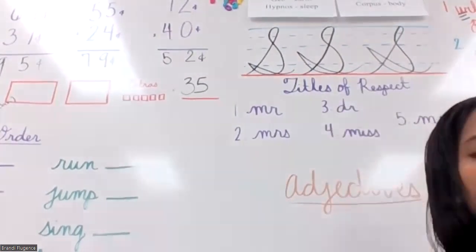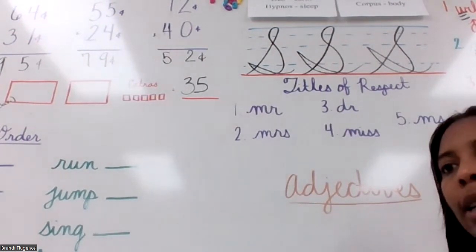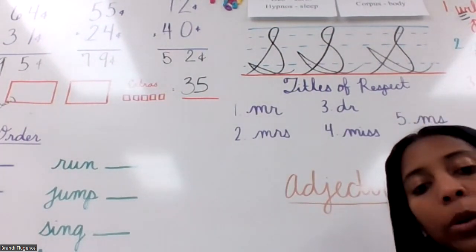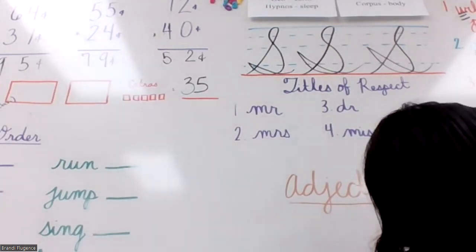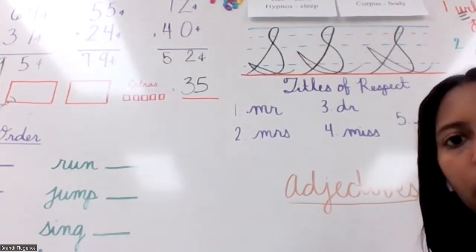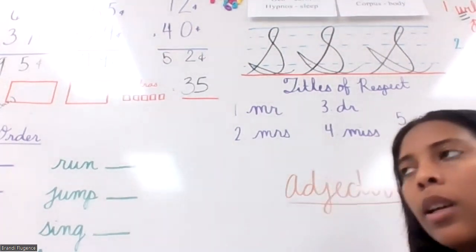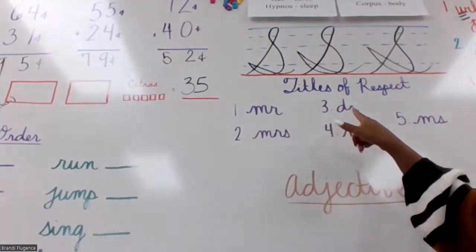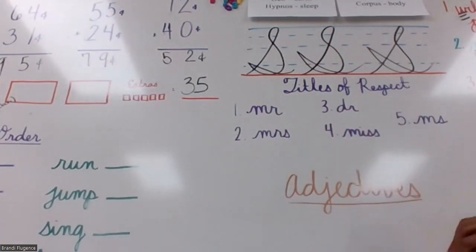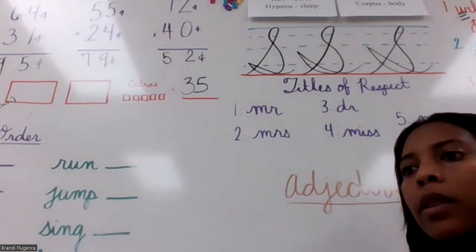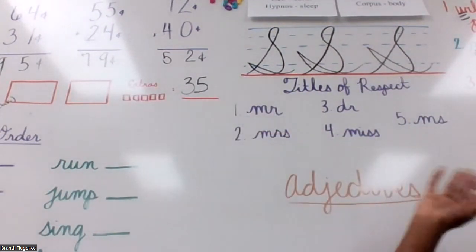All right, so let's go ahead and discuss the titles of respect. Remember yesterday I introduced the titles of respect. I told you guys that these are titles that we use to show respect for someone's name. We use these titles of respect when we are using the name of an adult, right? So we have Mr., Dr., Mrs., Miss, and Ms. Each one of them is what we call a title of respect. They each have a meaning behind them. So today I just want to practice how to write them correctly.